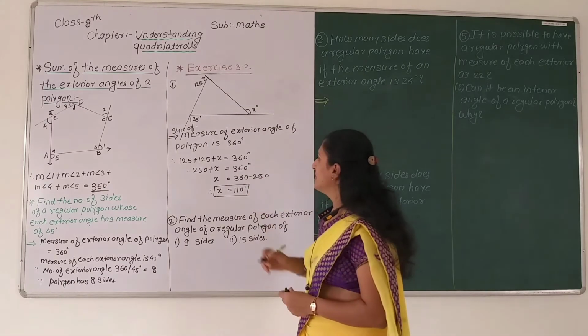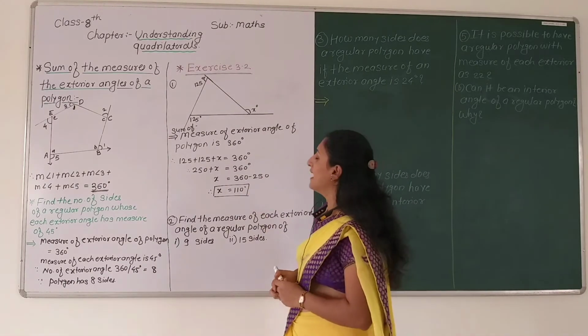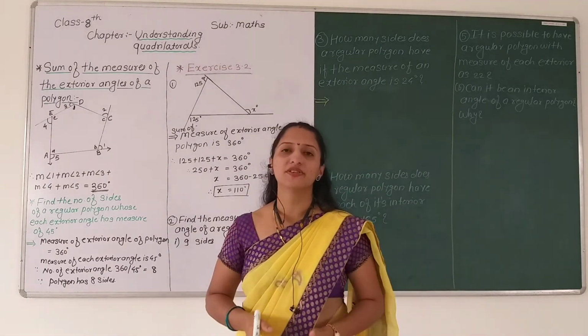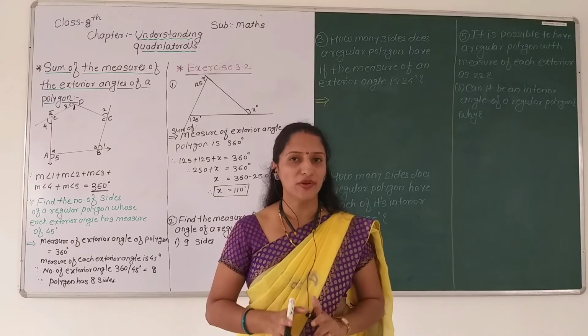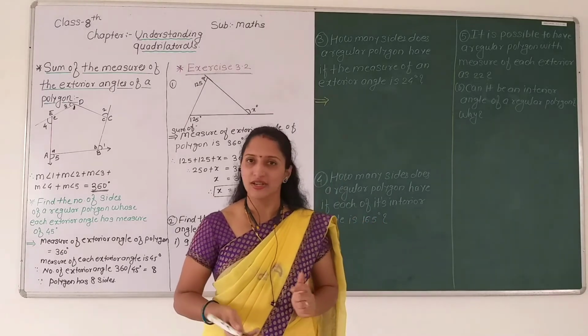So how can we find this? Using the fact that the sum of all measures of exterior angles of a polygon is 360 degree. Okay.